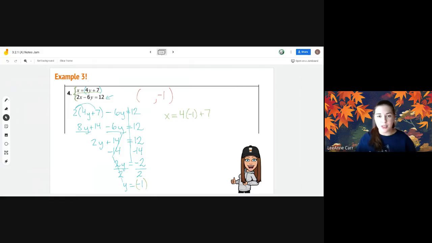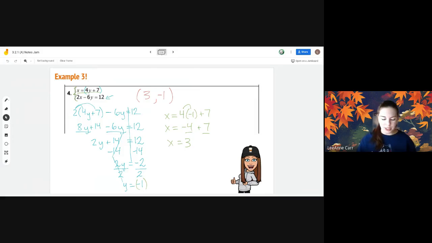And now we just simplify. Away we go. Distribute that 4. And because these are like terms, we can combine them. X would equal 3 in this case. And we have our ordered pair.